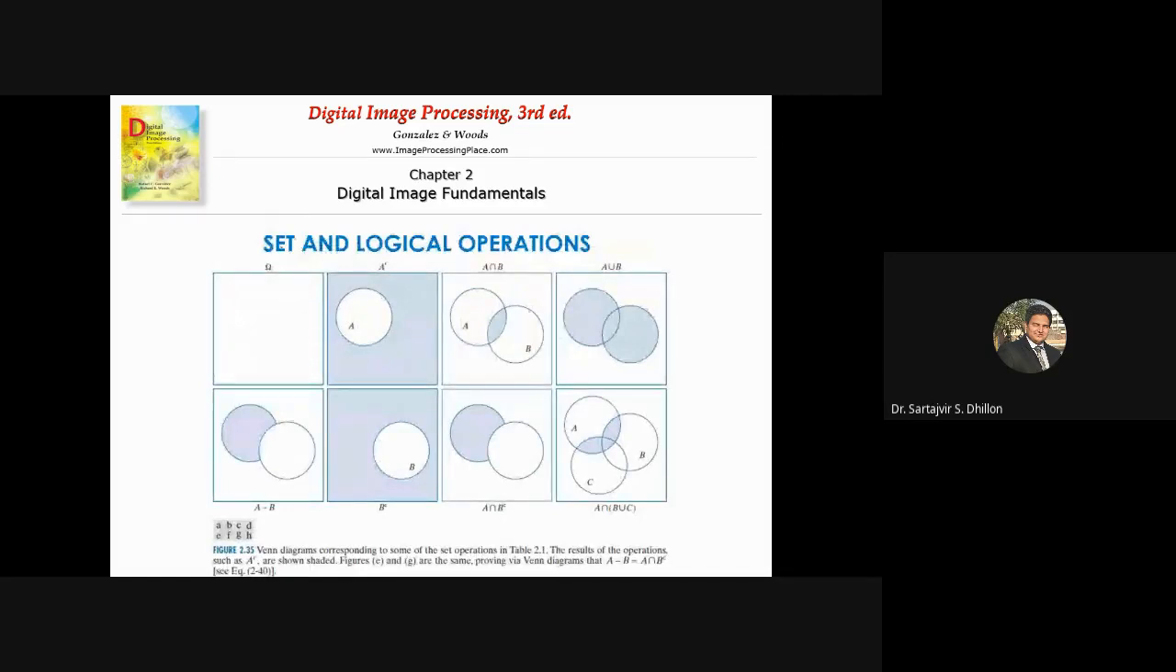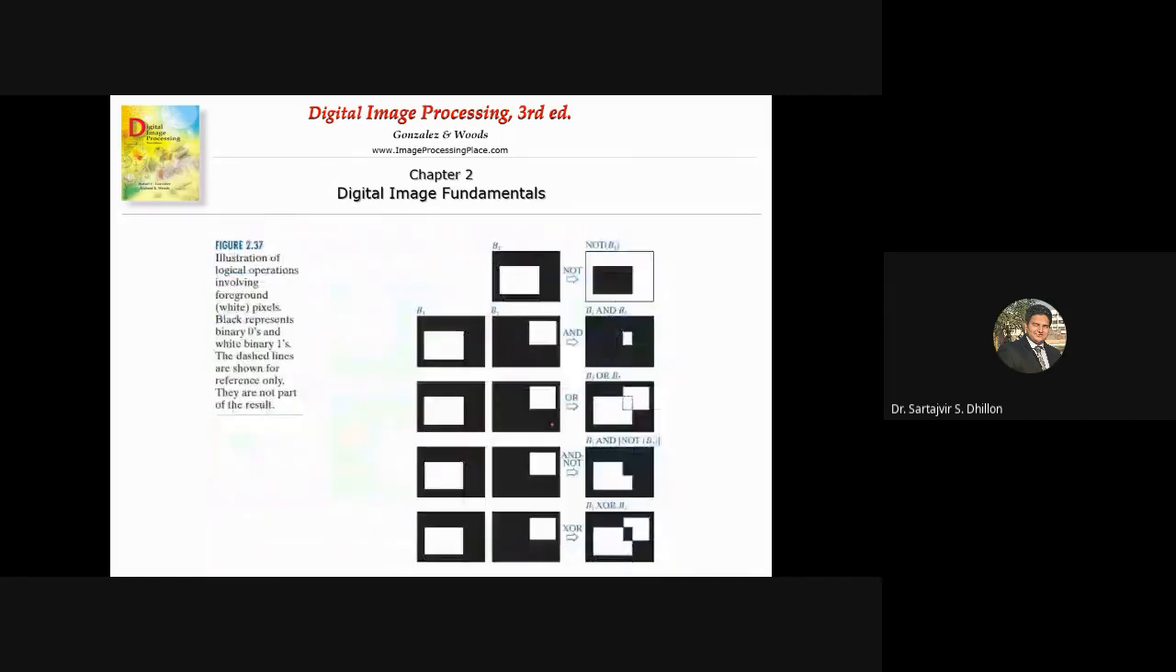And please note that we can also apply set and logical operations on our digital images, and we are all familiar with these sets and set operations, in which there are union and intersection. We are also familiar with the logical operations: NOT, AND, OR, and XOR. These are important functions because we use them very frequently in all these operations.